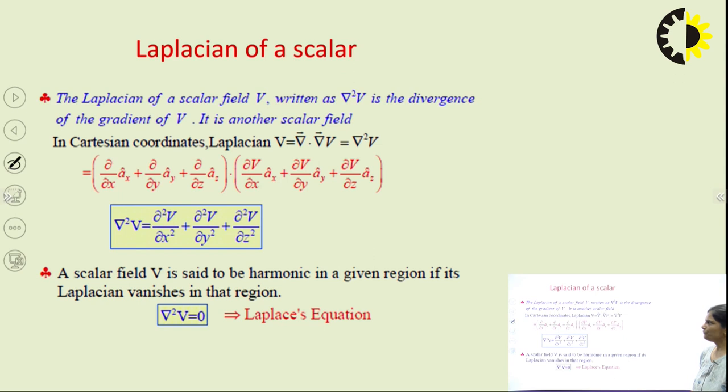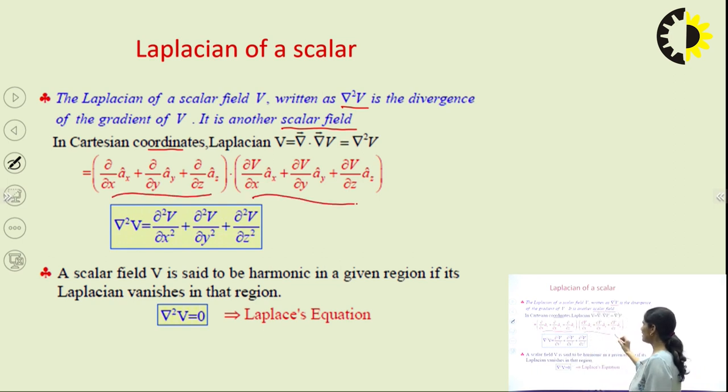Now the next topic is the Laplacian of a scalar. The Laplacian of a scalar field V, written as del square V, is the divergence of the gradient of V. It is another scalar field. In Cartesian coordinates, the Laplacian is represented as del dot del V is equal to del square V. Now, this is your del and this is del V, means del dot del V.